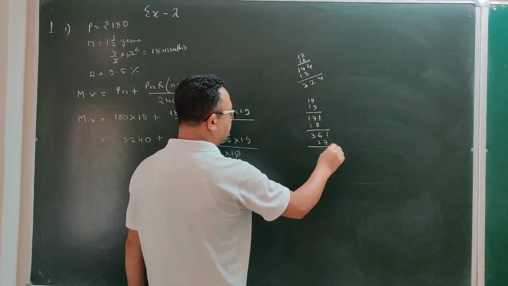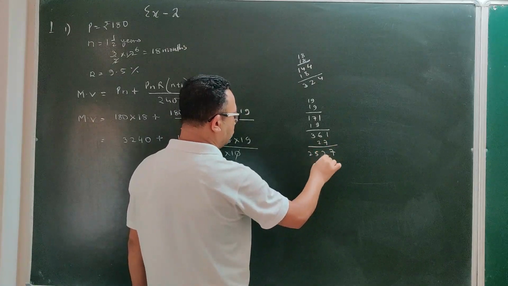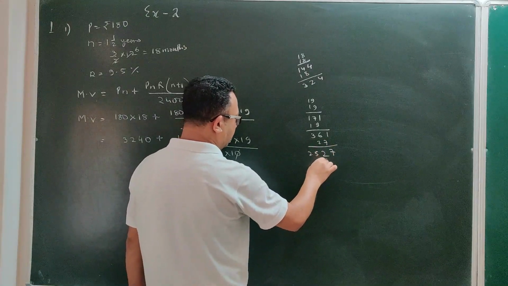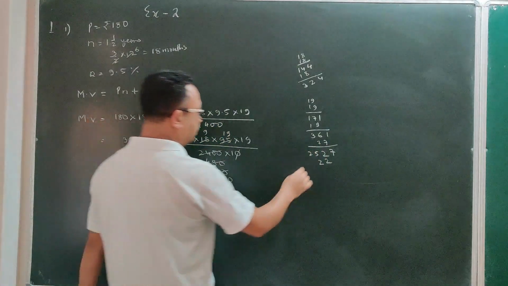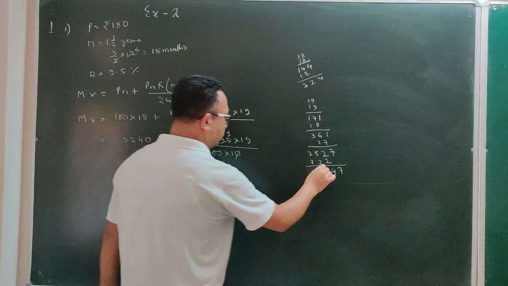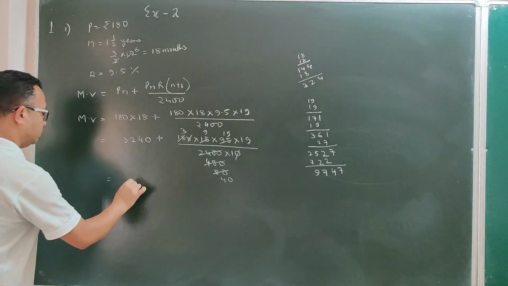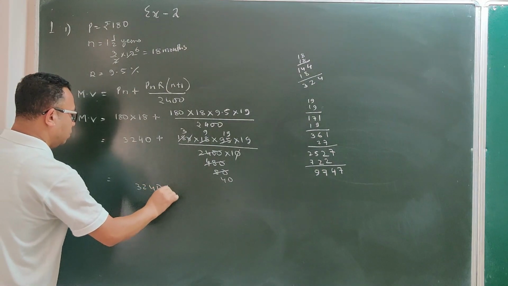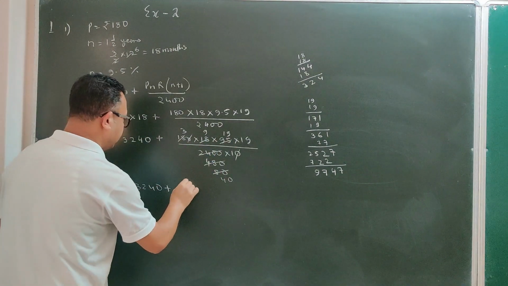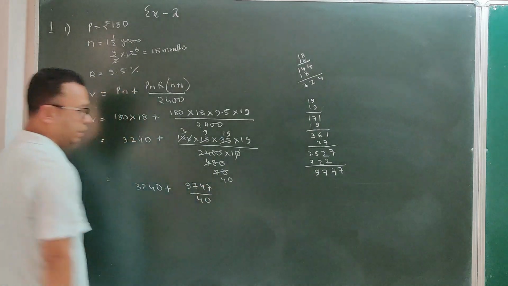So we have 7 7s are 49... that makes it 9747. So your maturity value is equal to 3240 plus, the upper multiplication is giving you 9747, and on the lower side you have 40.